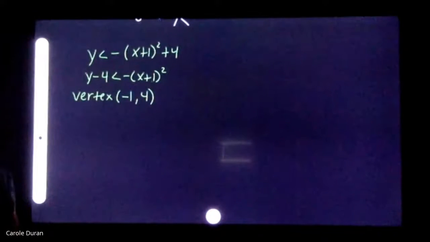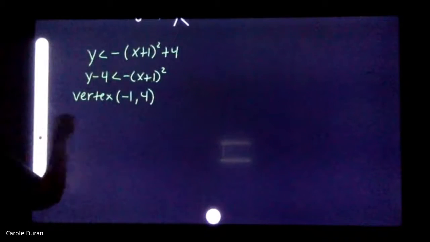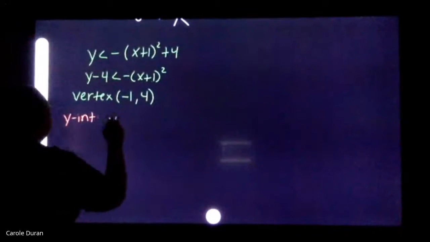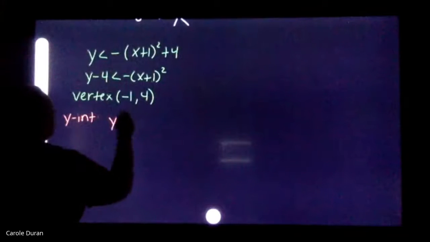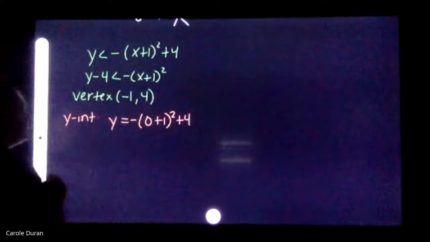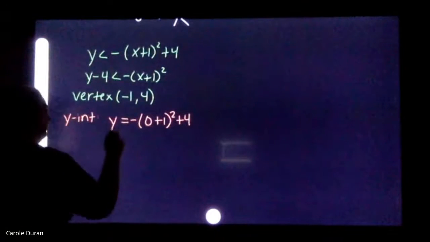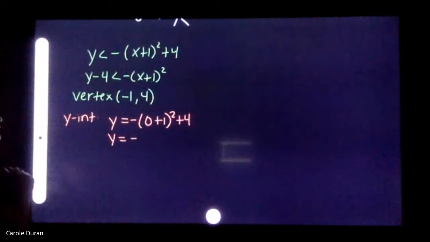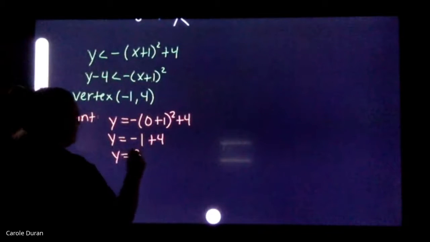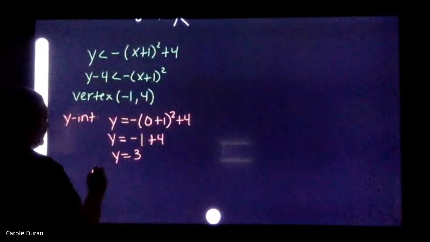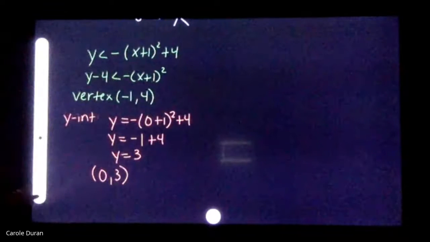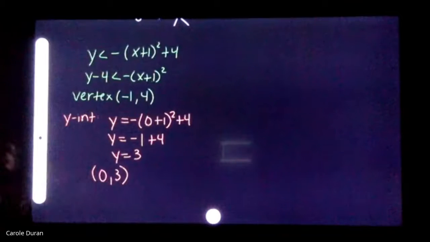I need another point, so again, I'm going to go for my y-intercept. It just seems super convenient. So to get my y-intercept, I'm going to use the original inequality, set it equal, and plug in 0 for x. From here, I go ahead and simplify. 0 plus 1 is 1. 1 squared is 1. So I get negative 1 plus 4, which is 3. So my y-intercept is 0, 3. I have 2 points, so I can go ahead and put them down and then find the match to my y-intercept.